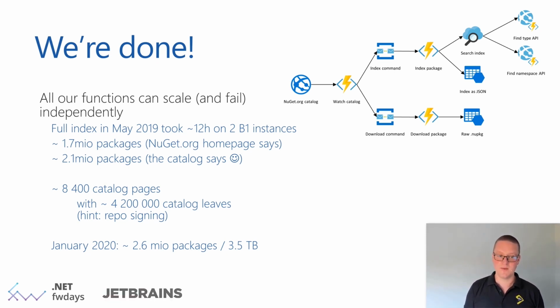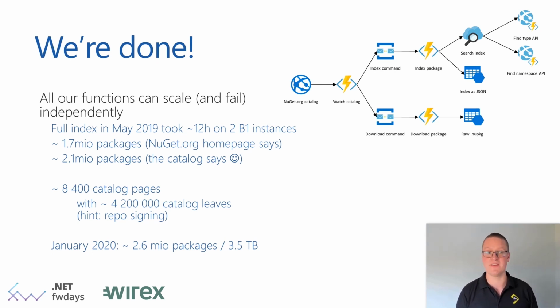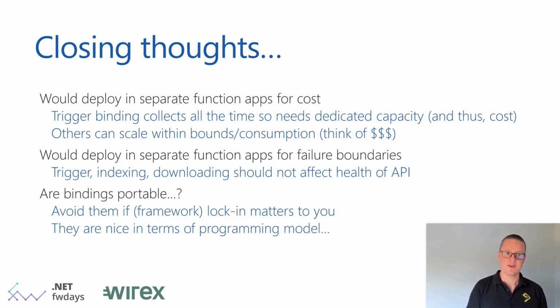There were 8,400 catalog pages with close to 4.2 million catalog leaves, which makes sense because NuGet essentially updated all of the packages. So 4,200,000 is roughly twice 2.1 million packages in the catalog. So it makes sense with that repository signing. And the last time I checked the storage account in January this year, I found 2.6 million packages, good for 3.5 terabytes of data. Some closing thoughts before I end and wrap up this presentation.